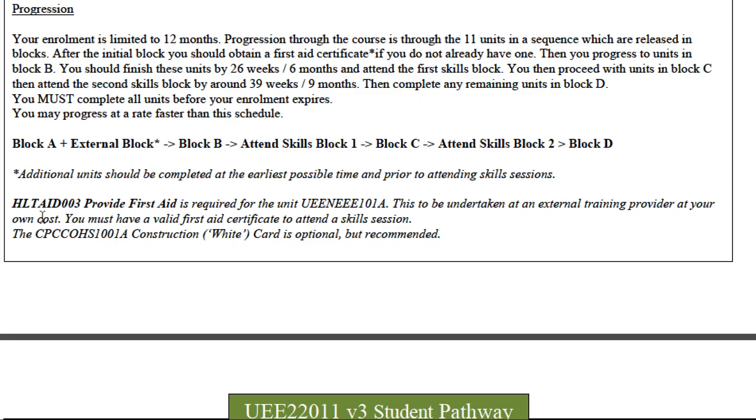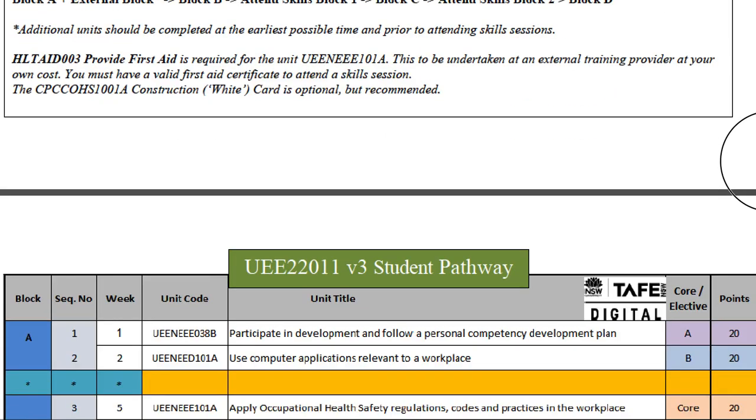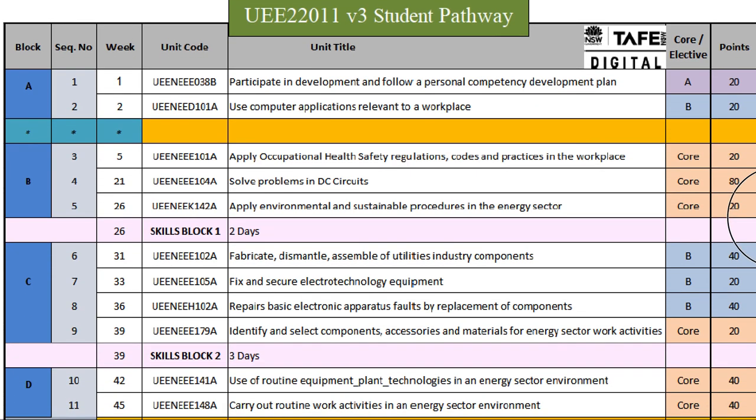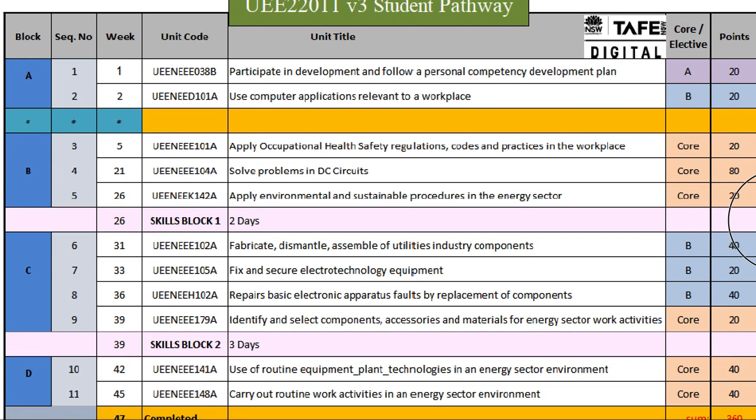The external block, which is first aid, of course you do need to get a first aid certificate. The current one at the moment is HLTAID003, provide first aid, and you can do that at an external provider or at TAFE, but it's not included in the course. And then you move to block B, tender skills, block 1, block C, block 2 and block D. Now, for the Career Start course, there are 4 units that have a skills assessment requirement.